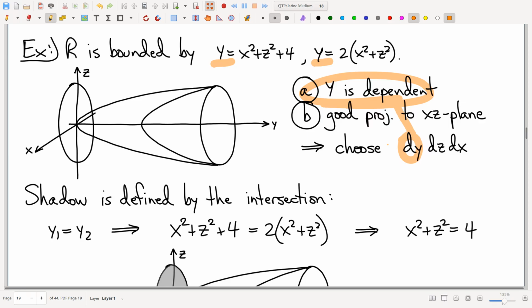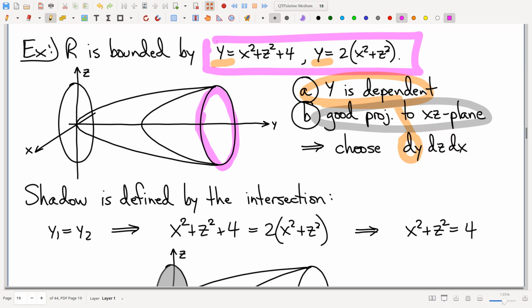Okay, the next thing I'm going to observe: we've got a good projection going to the xz plane. Because if you think about how these paraboloids intersect, they're going to intersect on this circular rim, if you will. That's where these two surfaces intersect. And so the projection is going to be a disk down there. Not bad, could be worse.